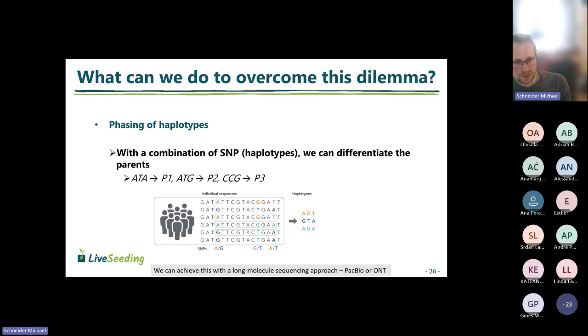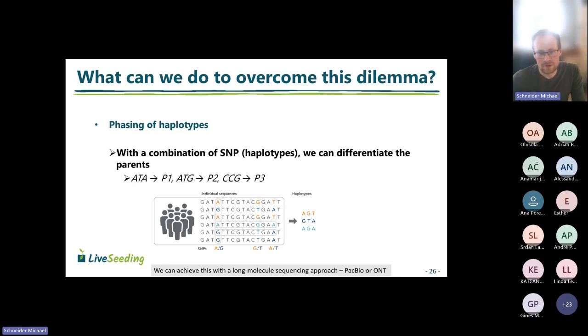The general principle behind this is that we are combining SNPs into haplotypes. With this, we can differentiate the parents so that you could say, okay, we have 3 SNPs aggregated to each other, which can then be uniquely identified to be parent 1, similarly for the second and third parent. And this is illustrated nicely in this figure here.